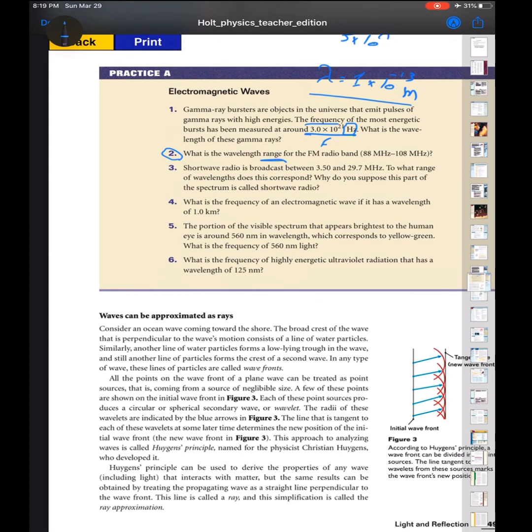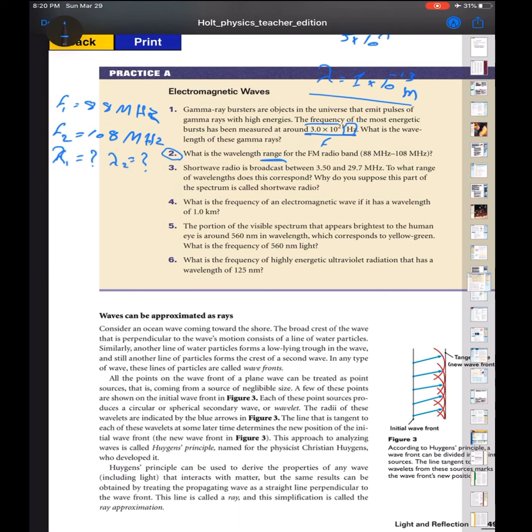Like the previous example, the sample problem, we have a band. So it means in this case we are going to find the range. The range should be between two numbers. We are not going to subtract them. We are just going to say F1 equal to 88 megahertz, F2 equal to 108 megahertz. So what is the wavelength 1? What is the wavelength 2?